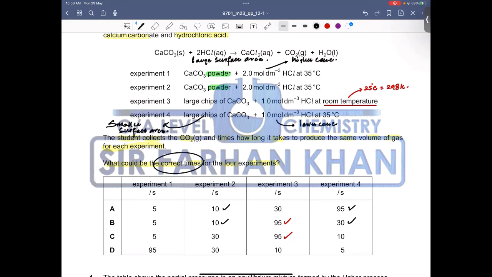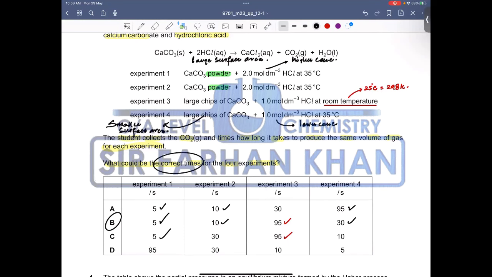So I think experiment 1 has the highest concentration with the powder form with a higher temperature. So this reaction is going to complete within few seconds. So I think it has the shortest time, I believe. So I think B is going to be the right answer. I hope it makes sense to you.